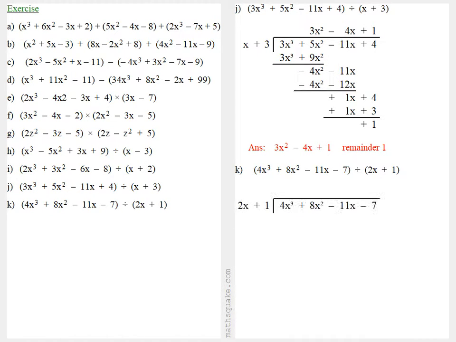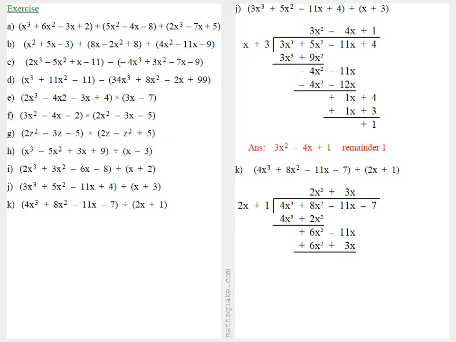In part K, we set out the division as a long division sum, and we divide 2x into 4x cubed. Now that gives us 2x squared, so we multiply 2x squared with 2x plus 1, and that gives us 4x cubed plus 2x squared. We subtract 8x squared minus 2x squared is 6x squared, and we bring down the next term, minus 11x. We then divide 6x squared by 2x, and that gives us plus 3x, which we write on the top. 3x times 2x plus 1 is 6x squared plus 3x.